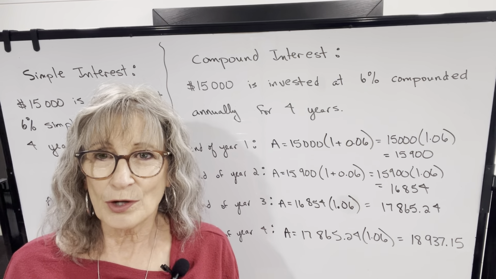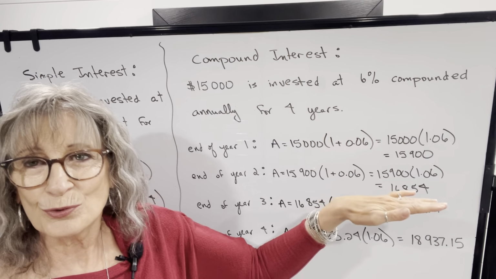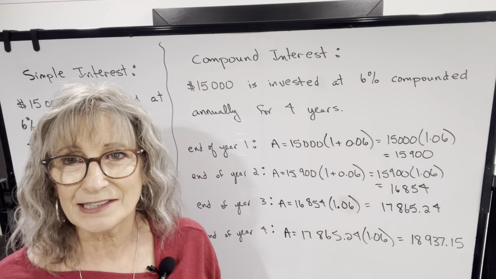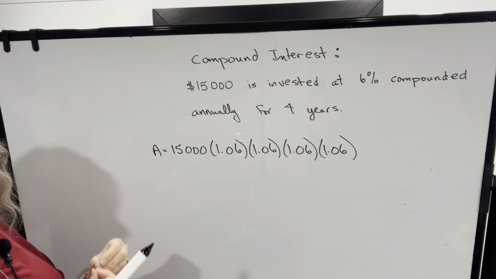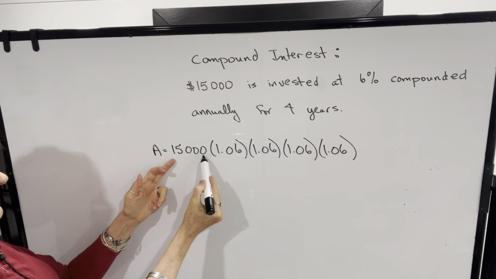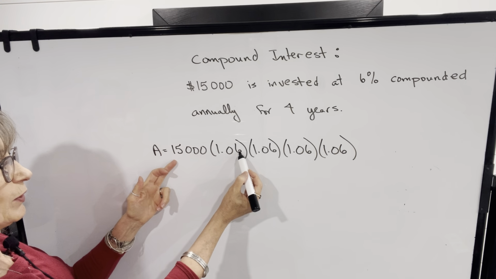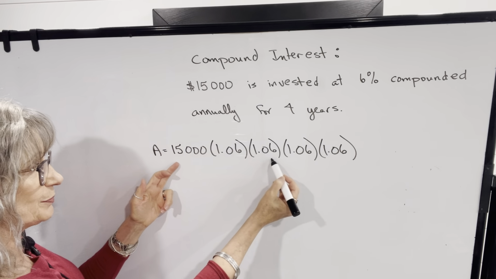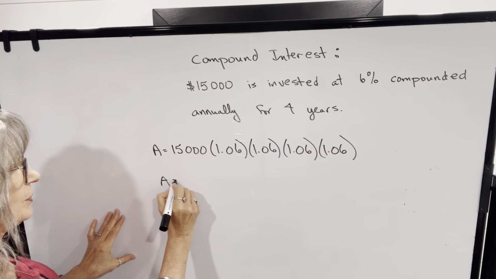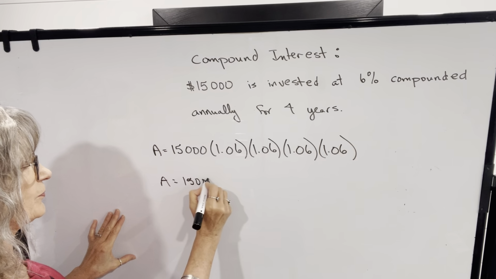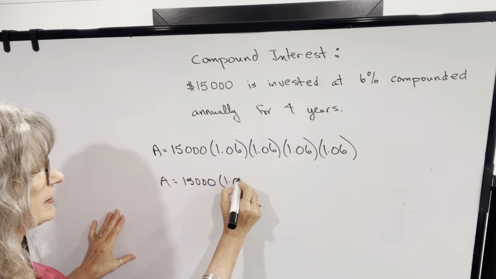Now, when we're working with compound interest, we don't want to have to go through these steps, so let's just shorten this a little bit. Another way we could have calculated that total at the end of 4 years is by taking the principal of 15,000. After the first year, we multiplied by 1.06. After the second year, we multiplied by 1.06, and so on. So in other words, we multiplied by 1.06 4 times, and the way we can express that is with an exponent.